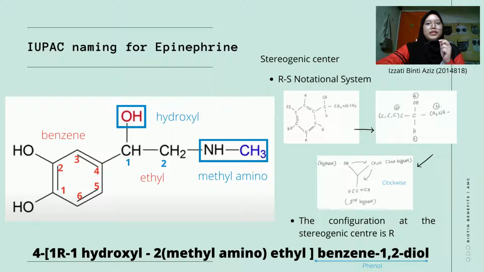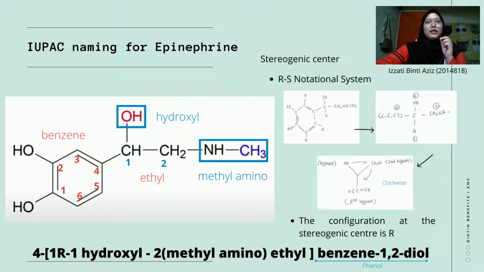After knowing the parent chain, there is a side chain, which is ethyl. Do the numbering as usual. Next, identify the substituents attached to it. Here we can see that there is a hydroxyl on carbon 1 of ethyl and a methylamino on carbon 2 of ethyl. So it is 1-hydroxy, 2-methylamino ethyl.